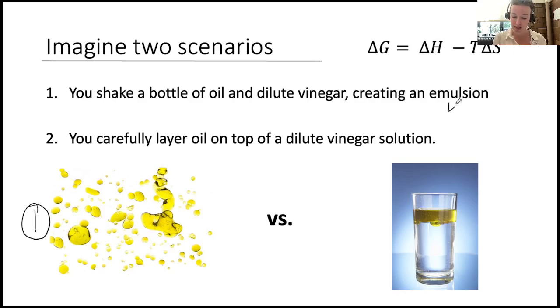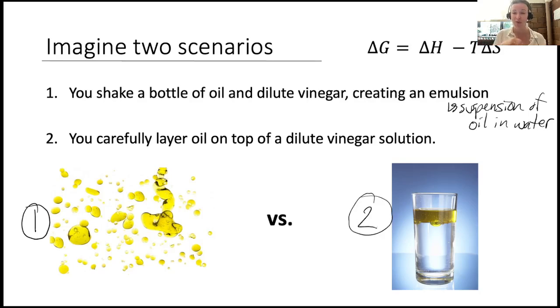An emulsion is a suspension of oil in water. And scenario 2, on the right-hand side, you carefully layer oil on top of a diluted vinegar solution. So all the oil is in a single layer, separated out from the water, compared to on the left-hand side, where little bits of oil are interspersed between the water.